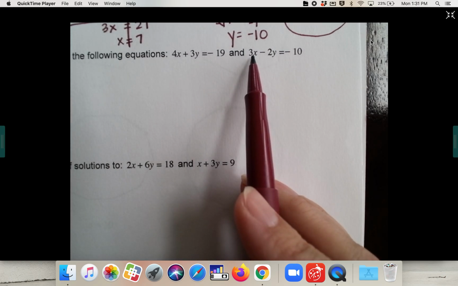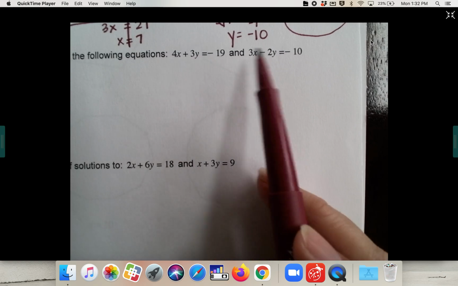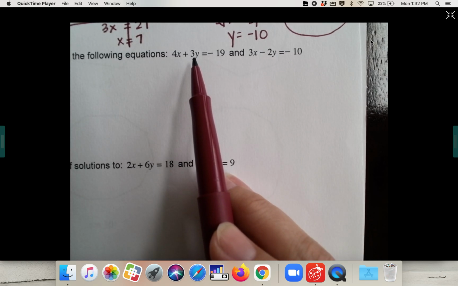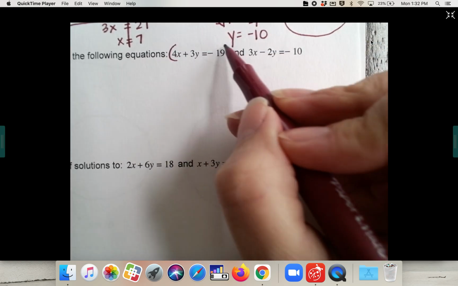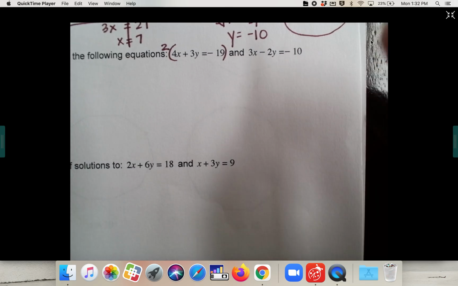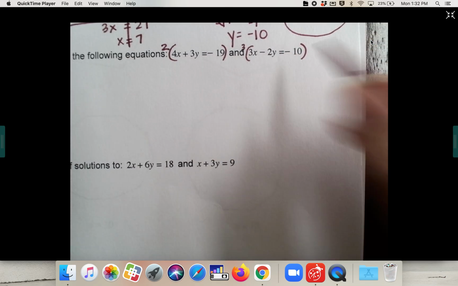4x and 3x, last time I did 12. So I'm going to do something different this time. I'm going to get my middle terms to be 6y and negative 6y. So I can get 3y to be 6y by just doubling this one. And I can get negative 2y to be negative 6y by tripling this one.